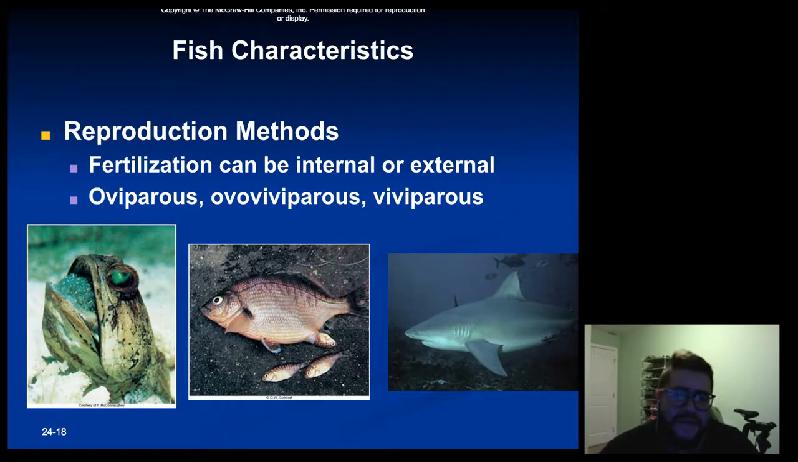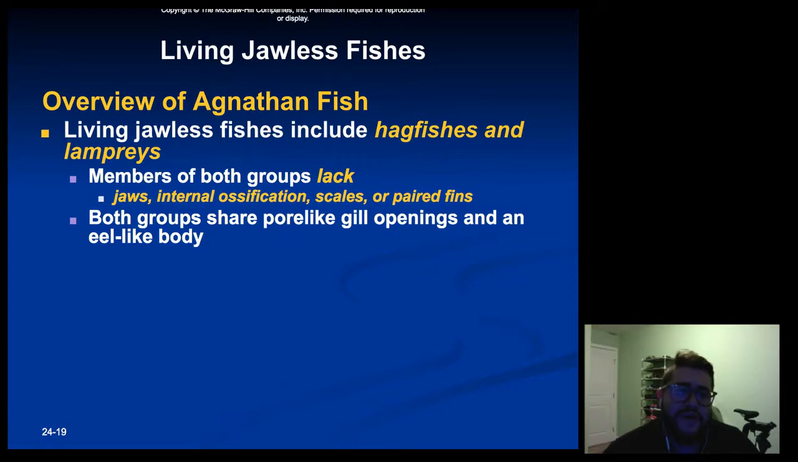Reproduction method in fish, we basically see all types, internal or external, and all three types of birthing method. Again, fish being such a large group, it's hard to put it into just one category. So let's start talking about some specific examples of fish.